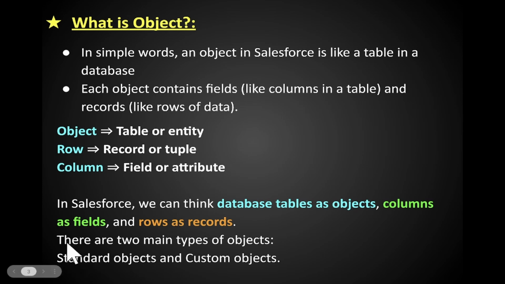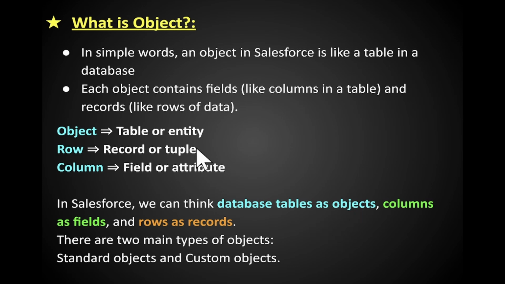Now we will read about two main types of objects, which are standard objects and custom objects. We have other objects as well, like external objects and big objects. We will read about those later, but these are the main objects which we need to understand first.